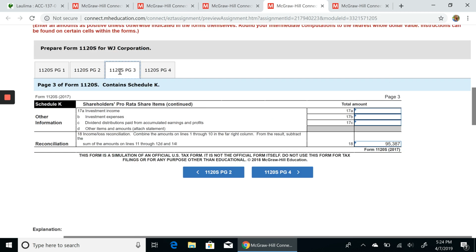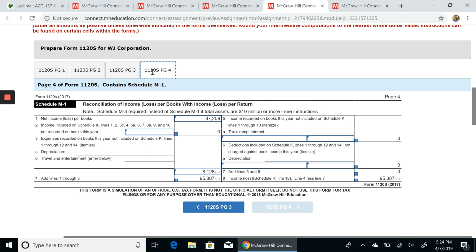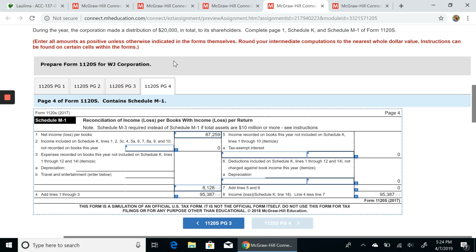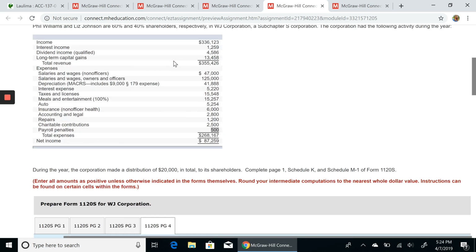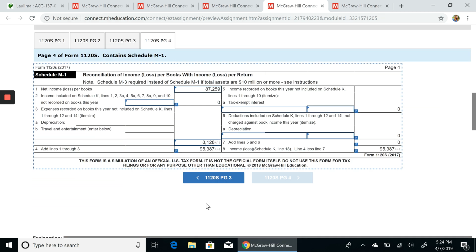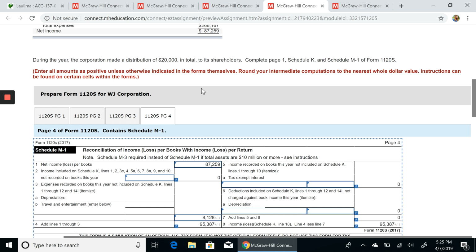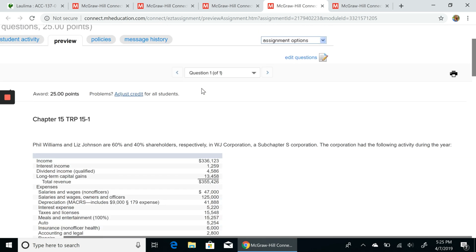Continue on. Combine the amounts on line 1 through 10. So this is just a subtotal that should subtotal up for you. It's a check number, which is going to check to here based on our non-deductible expenses. So this is just like the M1 section that we did in the partnership return, and you can see Schedule M3 required instead of M1 if total assets are more than 10 million. Much higher threshold than the partnership for the additional requirements.